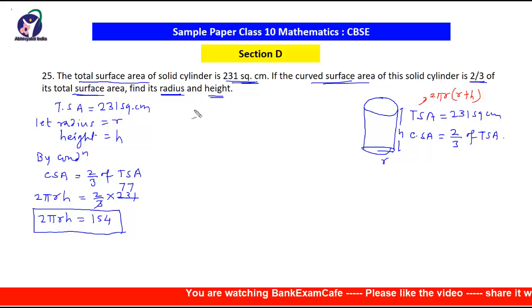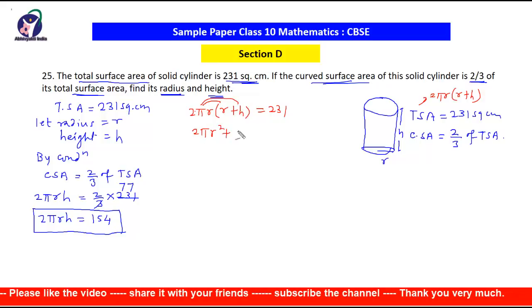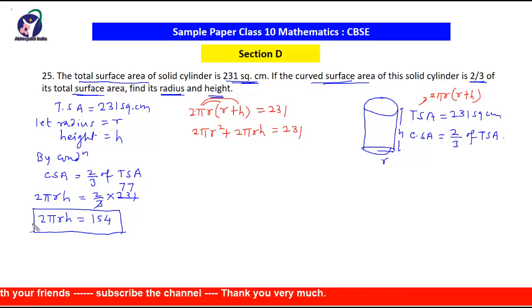So we can write it as 2 pi r into bracket r plus h, which is equal to 231. Now multiply 2 pi r inside the bracket, so you will get 2 pi r square plus 2 pi r h, which is equal to 231. But 2 pi r h is equal to 154. So replace this by 154. So it will be 2 pi r square plus 154, which is equal to 231.